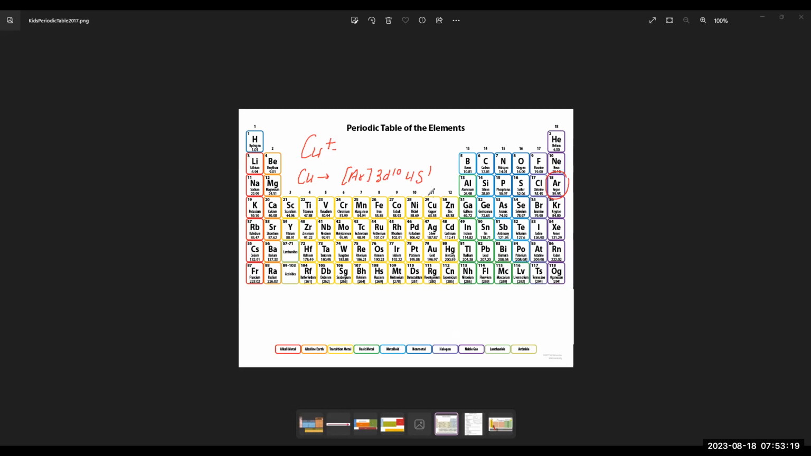You remember exceptional configuration? I'm saying copper 1 plus. Now this electron will go from where? From 3d or 4s? What is the valence shell? Valence shell is 4s. Electron will go from here. So what's the configuration of copper 1 plus? Argon 3d10. Is it okay, children?